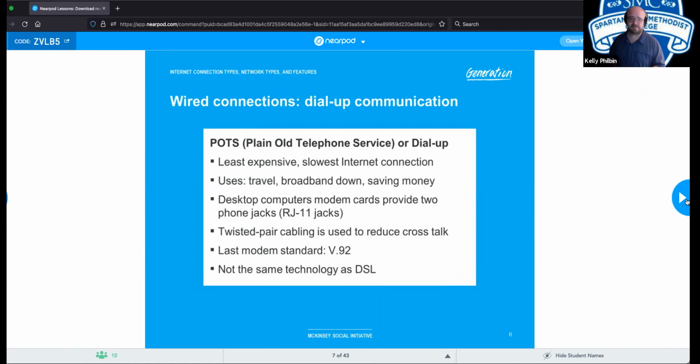First one on the docket is POTS, or plain old telephone service, or dial-up. Anybody here use dial-up? Probably not, because I can see all your faces. Anybody remember using dial-up? Computer would scream at you for a little bit before it finally connected. And if you were lucky, you got a blazing 57 kilobits per second. Only took you about half an hour to load up your email.